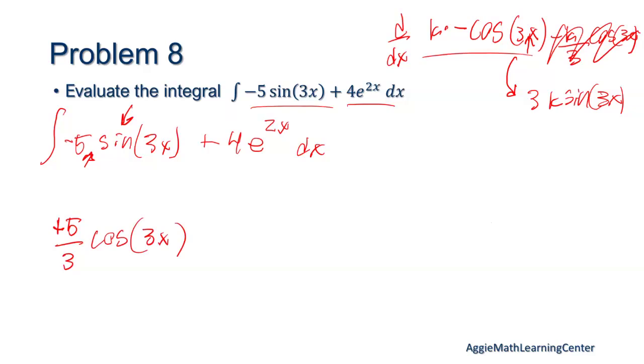That same kind of logic is going to apply to this e to the 2x. When I take the derivative of e to the 2x, a 2 comes out front. And I don't have that 2 here, or technically there is a 2, but if this was a different example, that 2 wouldn't be there. So to go up, I would need to now divide by a 2. So that's going to be plus 4 over 2 e to the 2x plus c.